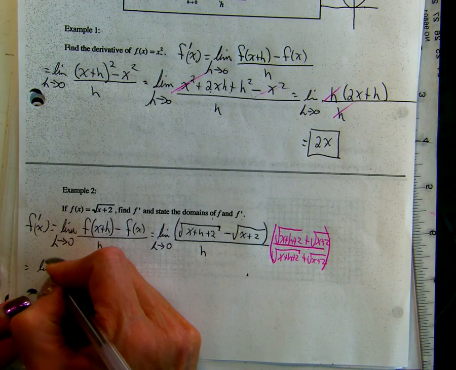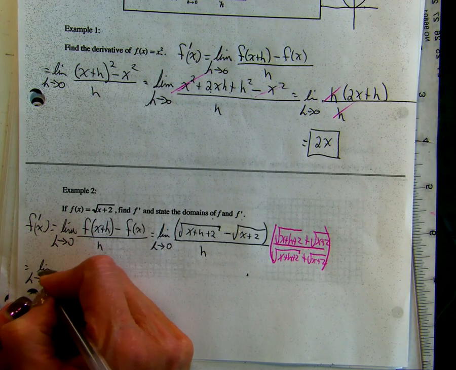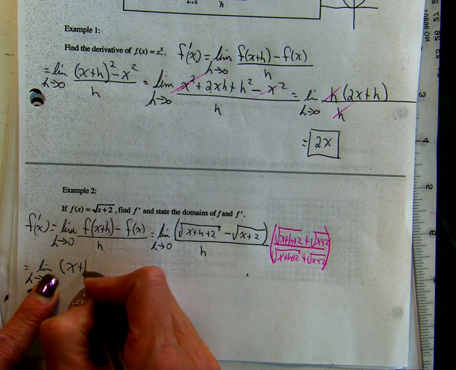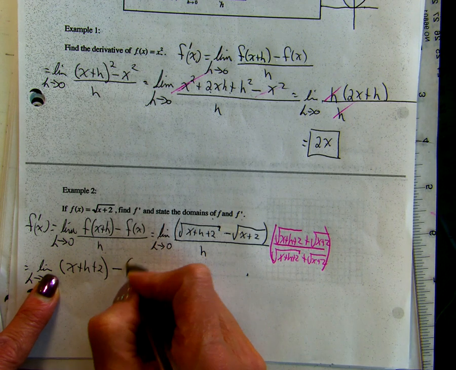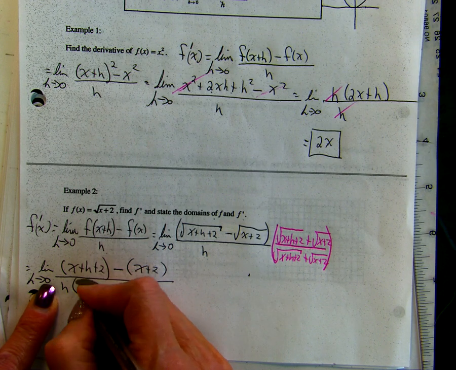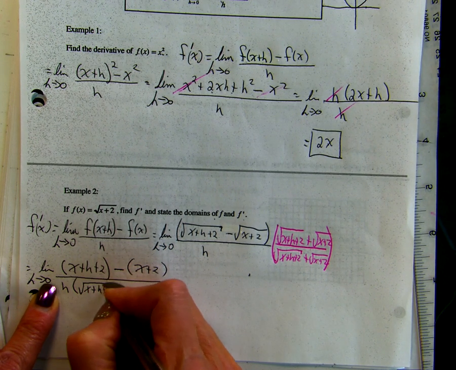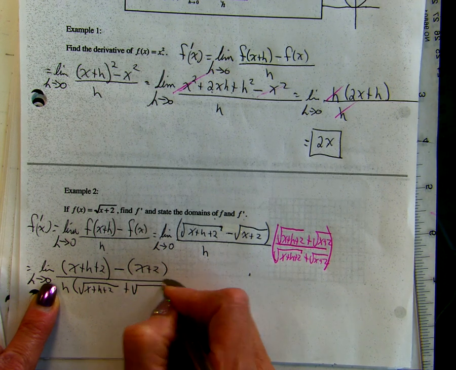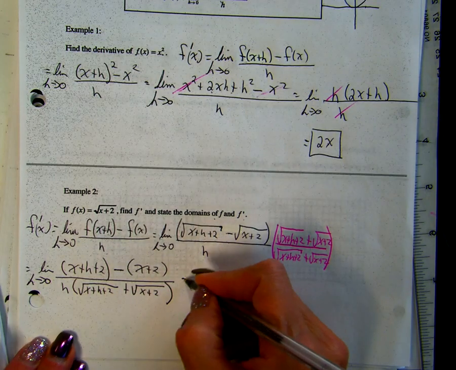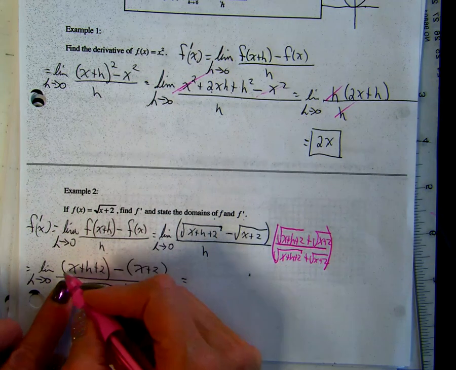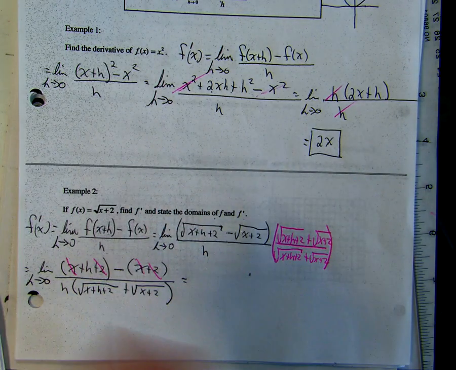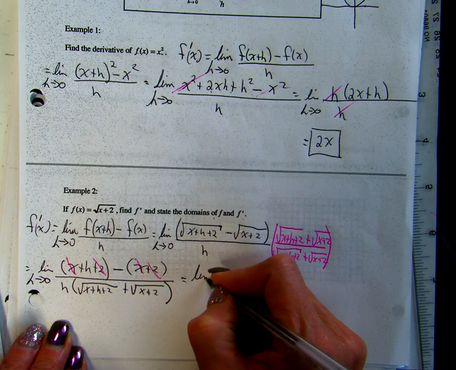Okay, and we get the limit as h approaches 0, and in the numerator we've got x plus h plus 2 subtract x plus 2, all over h times the bracket root x plus h plus 2 plus root x plus 2. Okay, so simplify the numerator. We've got a positive x and a negative x. We've got a positive 2 and we're subtracting a 2. And we're left with an h in the numerator.